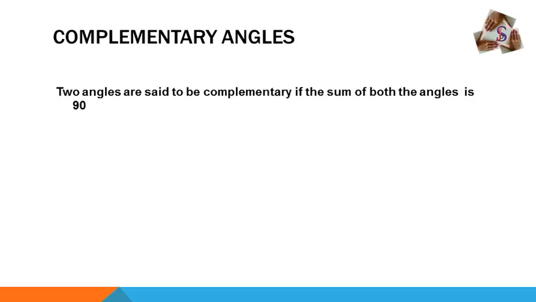Now, let us understand the meaning of complementary angles. Two angles are said to be complementary if the sum of both the angles is 90 degrees. So if theta is one angle, the other angle will be 90 minus theta. So theta and 90 minus theta are called complementary angles. Now we link complementary angles with our trigonometric ratios. These complementary angles will be discussed in detail in my next presentation.